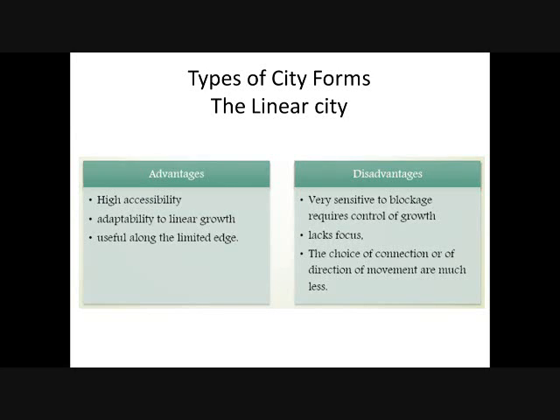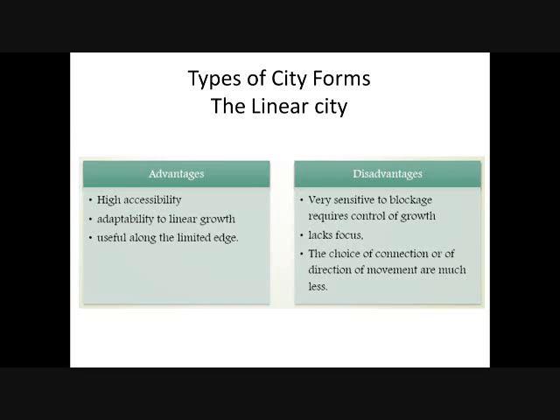And its linear fashion or linear pattern means that there is no focus in the city. It doesn't have a focal point or center or nucleus that people recognize. So the choice of connection or of direction of movement is much less. You have limited choices of direction.